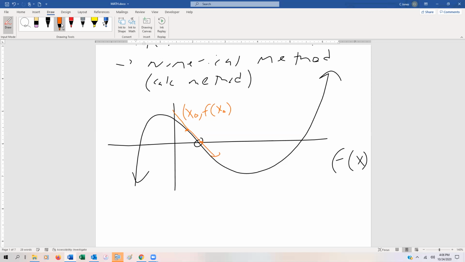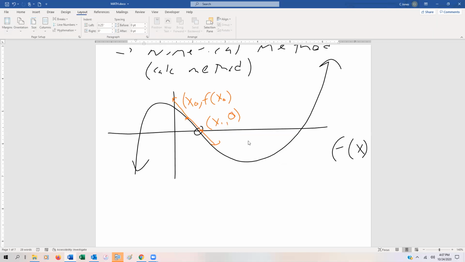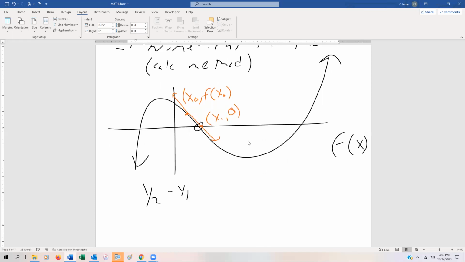So this is our equation of our line. And let's call this point x1. So this is going to be the point x1 comma 0 because it's an intercept. And if we were to try to find the slope through that line, well, remember we have our equation: y2 minus y1 over x2 minus x1 is equal to m. And let's call this point x1, y1.